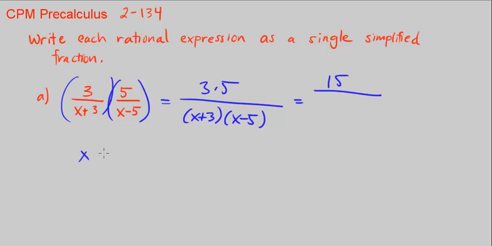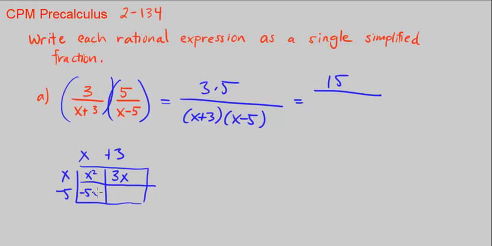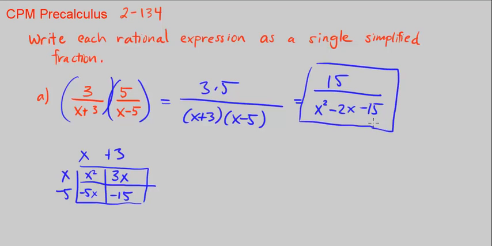X plus 3 times x minus 5, we could use a box method of distribution. X times x is x squared, x times 3 is 3x, negative 5x, negative 15. So we combine those and it's x squared. The like terms, negative 5x and 3x, make negative 2x minus 15. Okay, so that's our single simplified fraction right there.